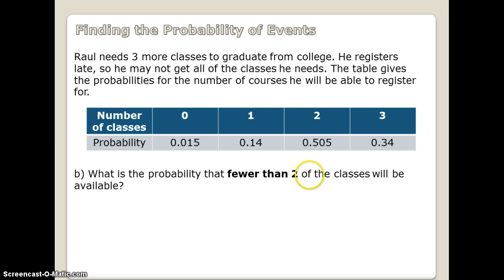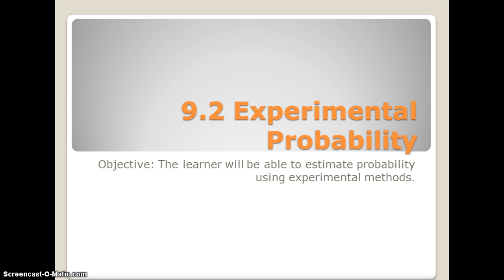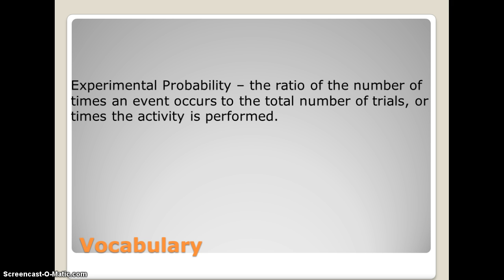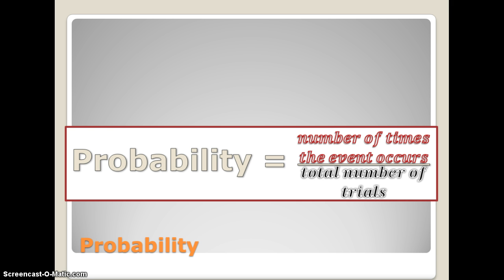All right, next up is the next section, 9.2, experimental probability. The learner will be able to estimate probability using experimental methods. In this one, here's your vocabulary. And very important, for experimental probability, you have your number of times the event occurs over the total number of trials. They're going to ask for something, and however many times it happens, that's what goes on the top. The total number of trials goes on the bottom.